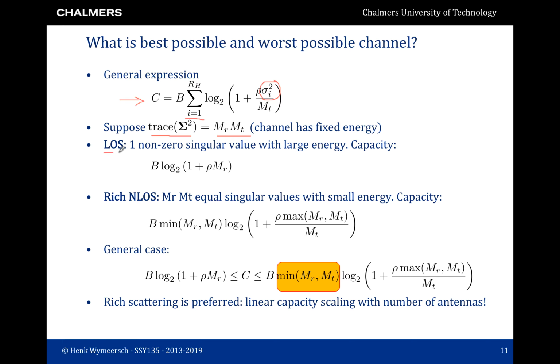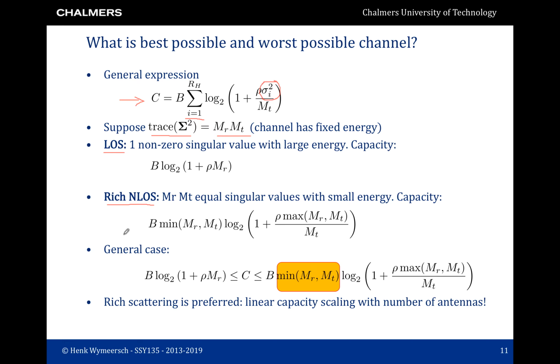This would correspond in practice to a line-of-sight propagation case with only a single path. The other extreme distribution is uniform distribution of the singular values, in which case we have mr times mt singular values, each with a small energy. This would happen, for instance, in the Rayleigh fading case with IID complex Gaussian entries in the channel matrix. This is the same as saying a rich non-line-of-sight environment.